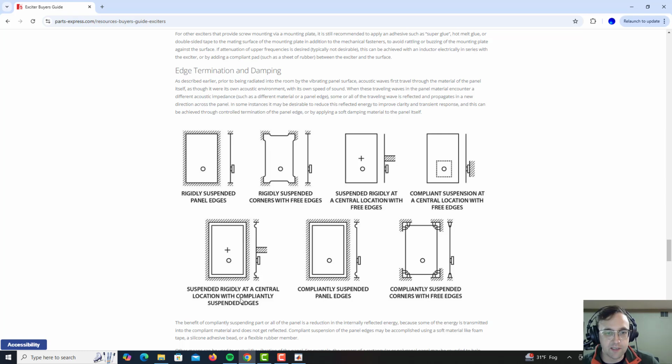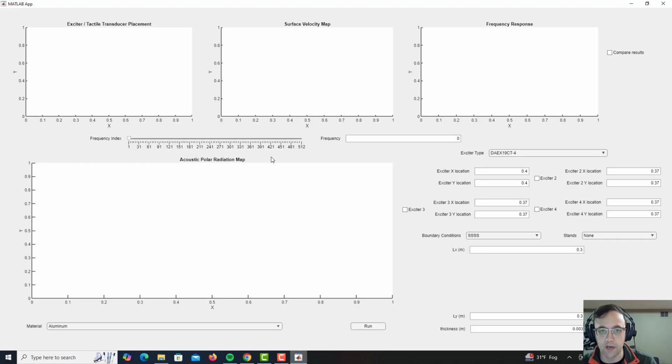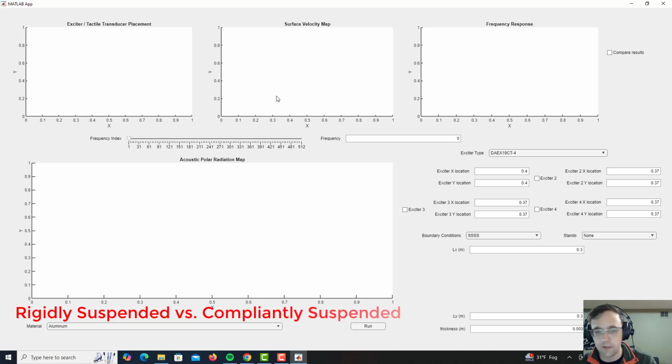Okay, suspended rigidly at a central location with compliantly suspended edges. Yes, I can do that in my simulation. Compliantly suspended panel edges, so that's the same thing as this one, but without the central support. And then compliantly suspended corners with free edges. I'm just going to call that totally free plate. Maybe it's not exactly right on to a totally free plate, but just for the purposes of simulating this right now and comparing it to this, I'm going to call this a free plate and this a plate with its corners unable to move.